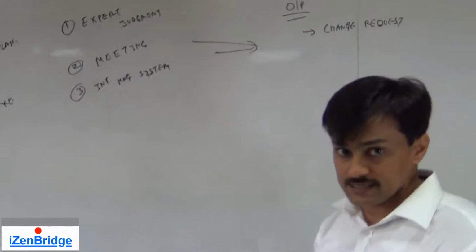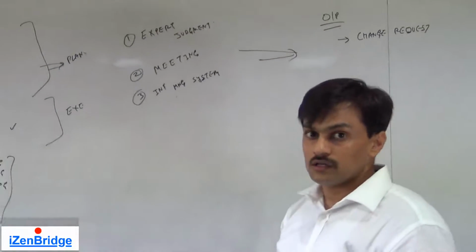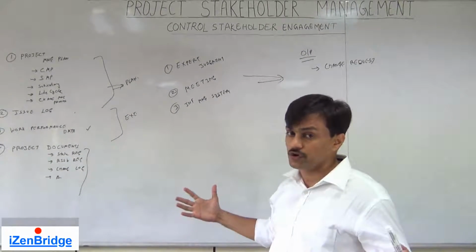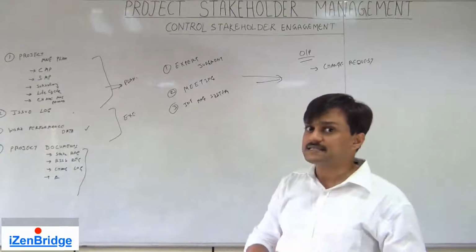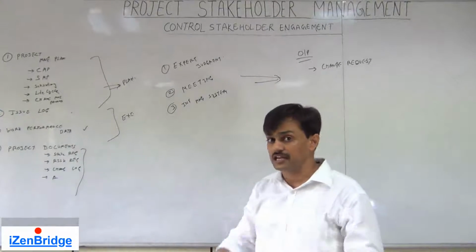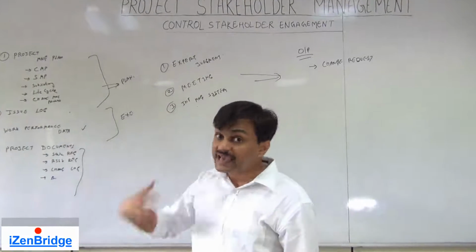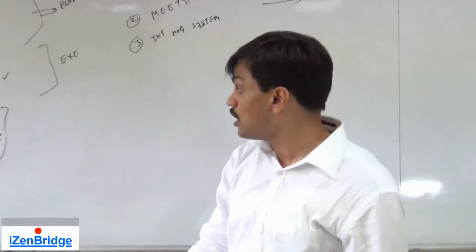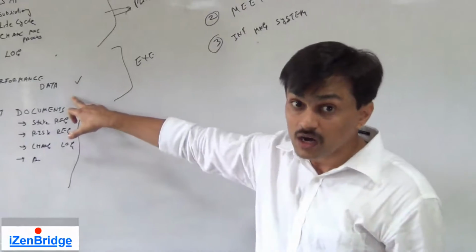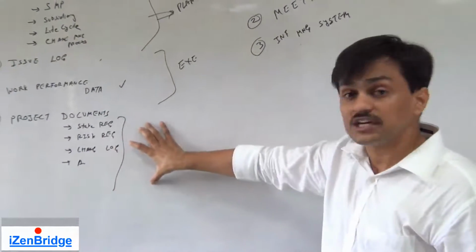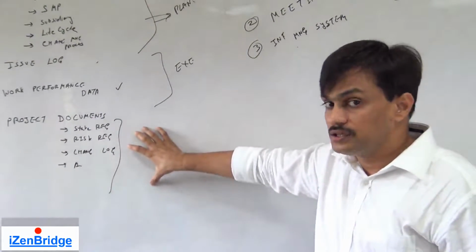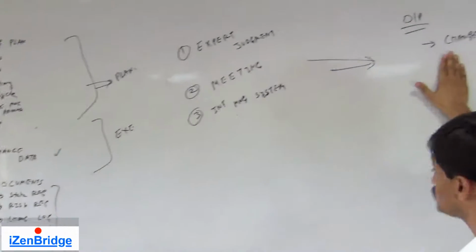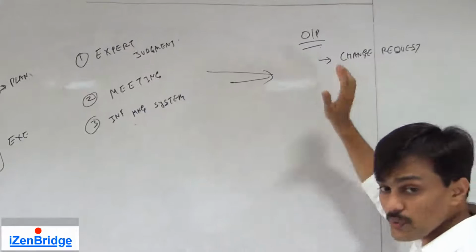Now we did an analysis. We saw the issue log. We saw the engagement information of stakeholders. It's not necessary that stakeholder engagement information is directly coming out of the issue log. You as an expert may need to extract that information out of work performance data, out of project documents. These may help you to extract the required information which you need to generate the change request.